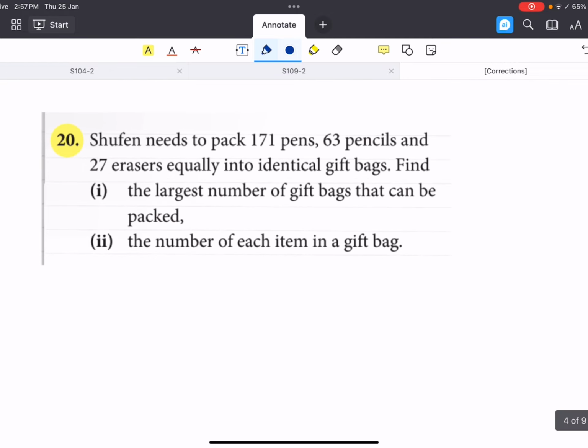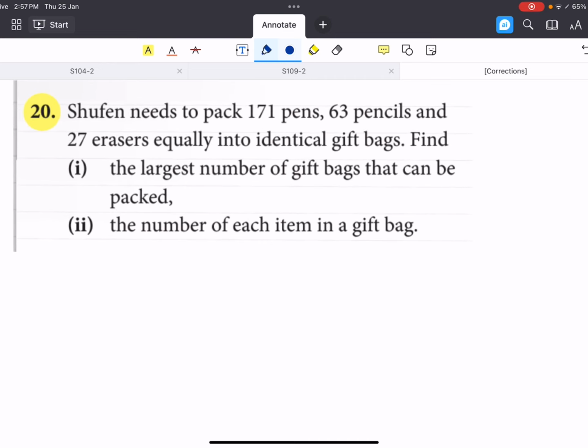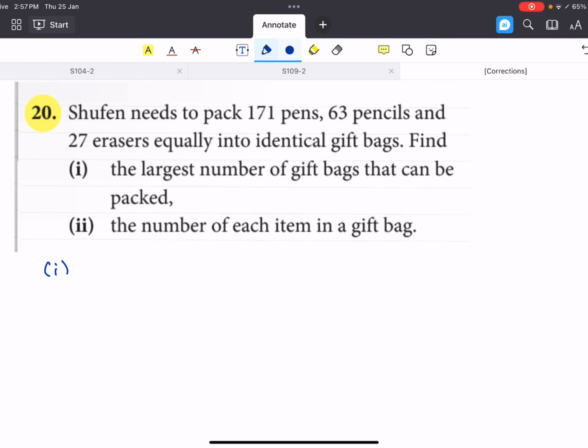Question 20, right? So here we have Su Fen needs to pack 171 pens, 63 pencils, and 27 erasers equally into identical gift bags, right? So we are supposed to find the largest number of gift bags. In this case, we are actually looking for the HCF, right? So as usual, let's list down the numbers in prime factorization form. So 171, let's work it out. Is 3 to the power 2 times 19, right?